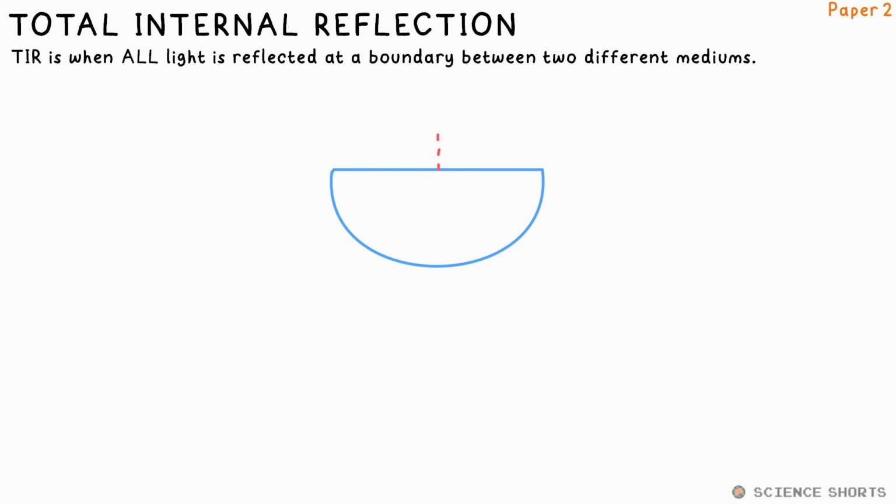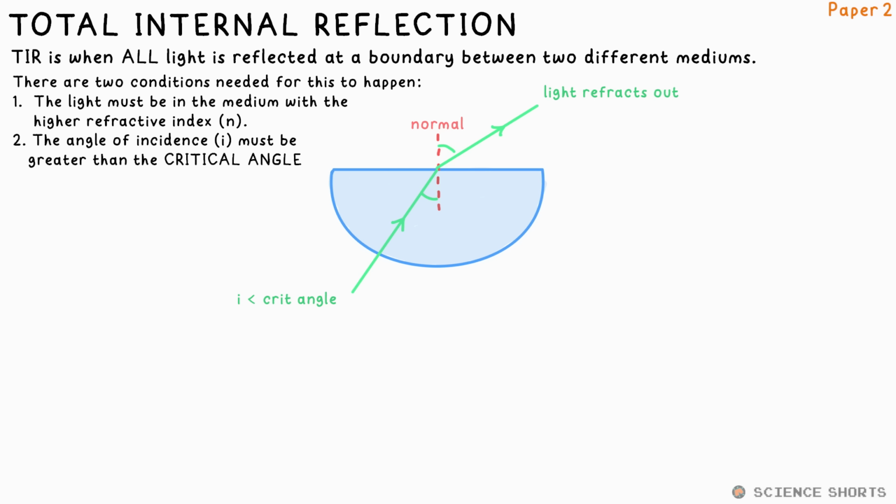Let's say the light ray is coming out of the glass block and into air. Now, if we keep increasing this angle of incidence, eventually we'll end up with an angle of refraction of 90 degrees. We can think of the light ray as going along the boundary. But when we reach this point, we can say the angle of incidence is now equal to what we call the critical angle, and that's going to be different for every medium.